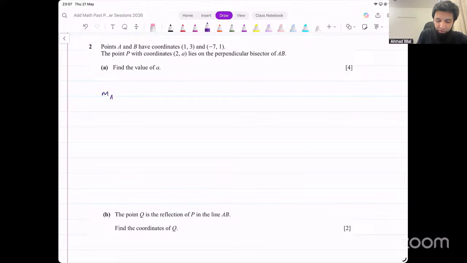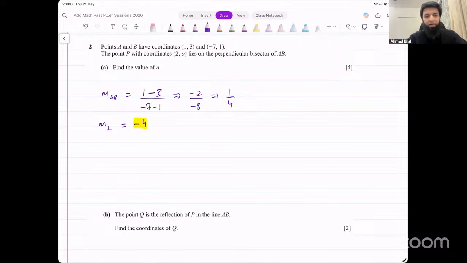We can find the gradient of AB first of all. What is that? y2 minus y1 over x2 minus x1, 1 minus 3 divided by minus 7 minus 1, which is minus 2 divided by minus 8. That simplifies to 1 over 4. That's the gradient of AB. What about the gradient of the perpendicular of AB? Negative reciprocal of this, which is negative 4. So we have the gradient of the perpendicular bisector.